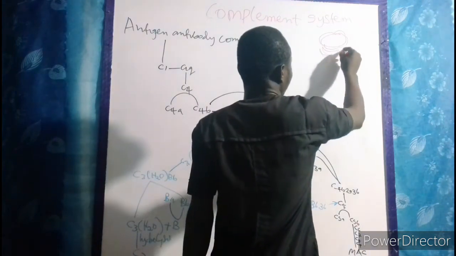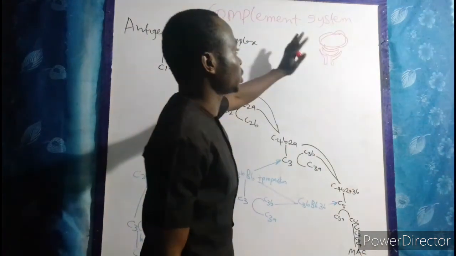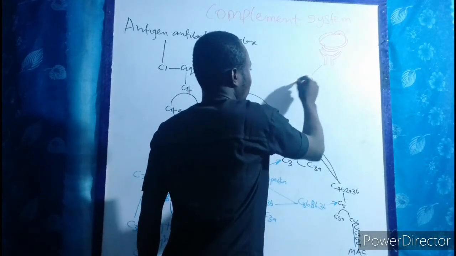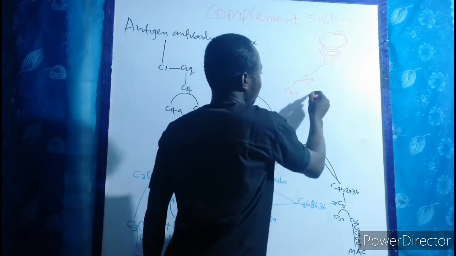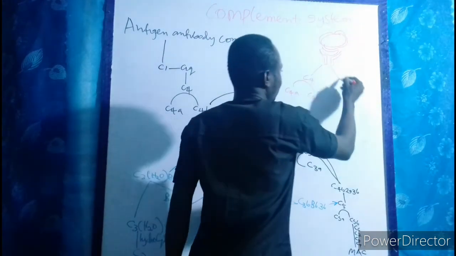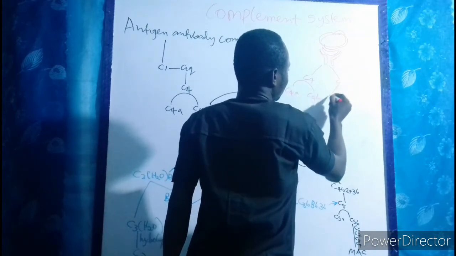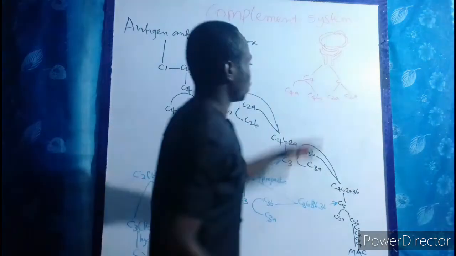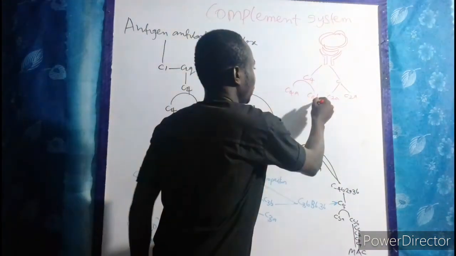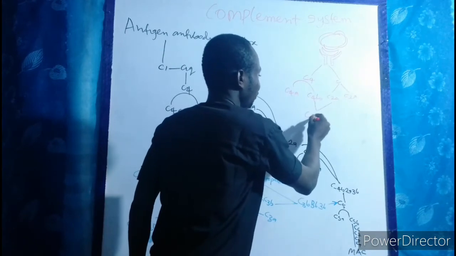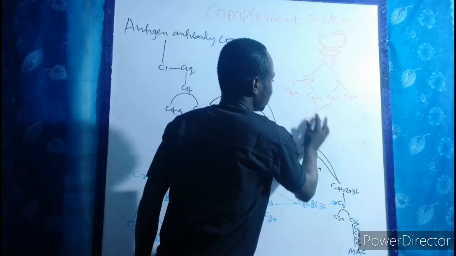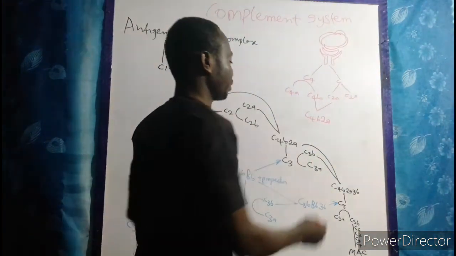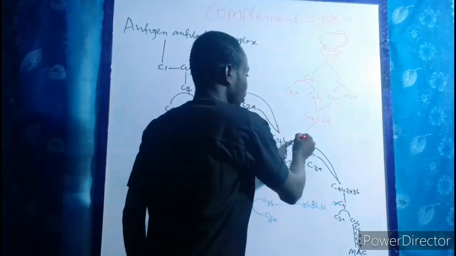The presence of these will now trigger the cleavage of C4 into C4a and C4b, and also the cleavage of C2 into C2a and C2b. So the C4b and C2a join together to form C4b2a. This is C3 convertase. It can cleave C3. It's the same thing as this.